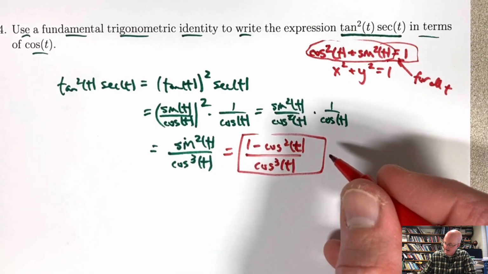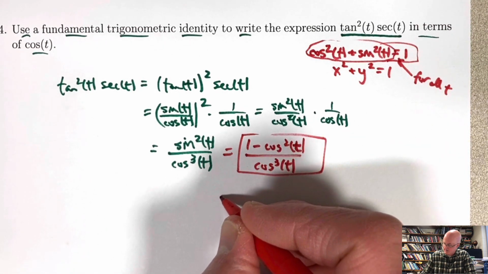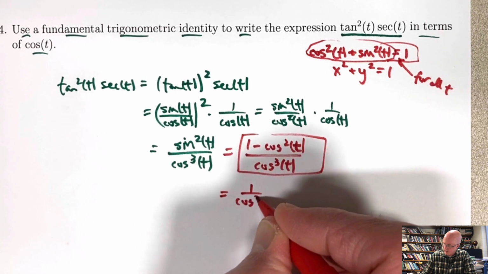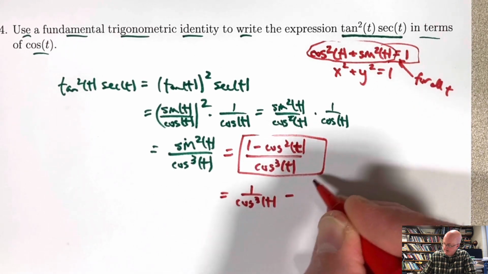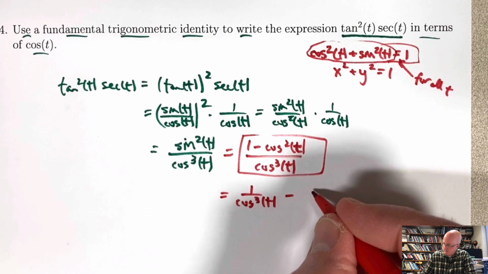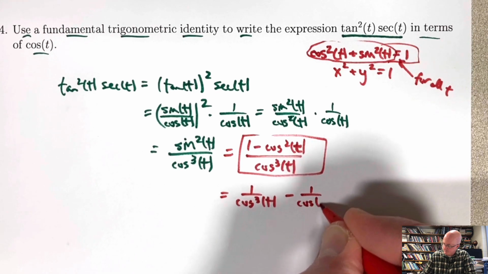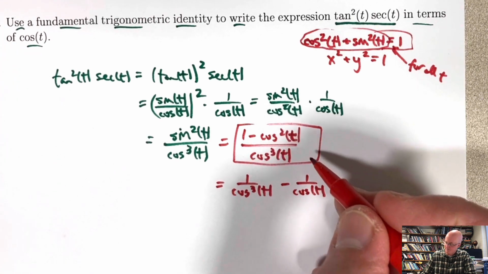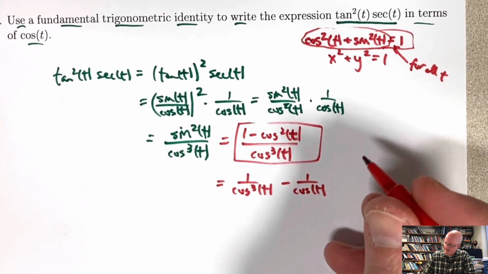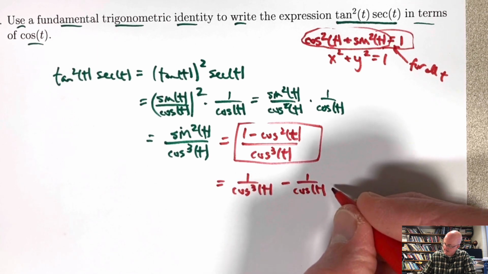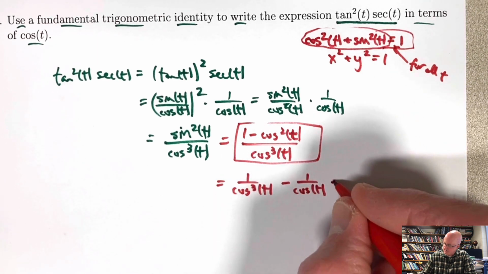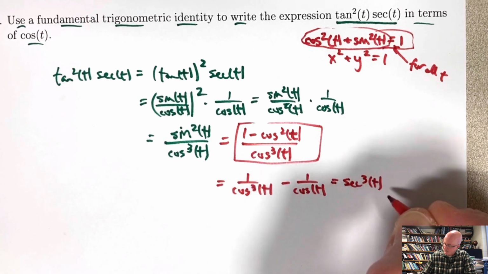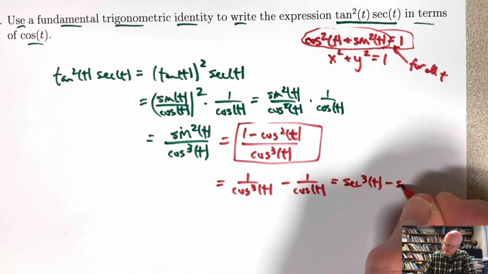Is there another way that also still involves cosine? Yeah, you could split it up into two fractions as 1 over cos cubed t minus cos squared t over cos cubed t, which is 1 over cos t. You don't have to do that. This is probably a better answer. But this answer does emphasize something else that's kind of interesting. 1 over cos cubed t would be the same as secant cubed t, and 1 over cos t would be the same as secant t.